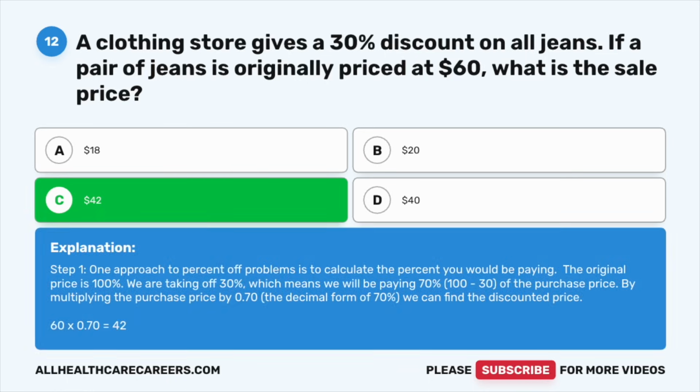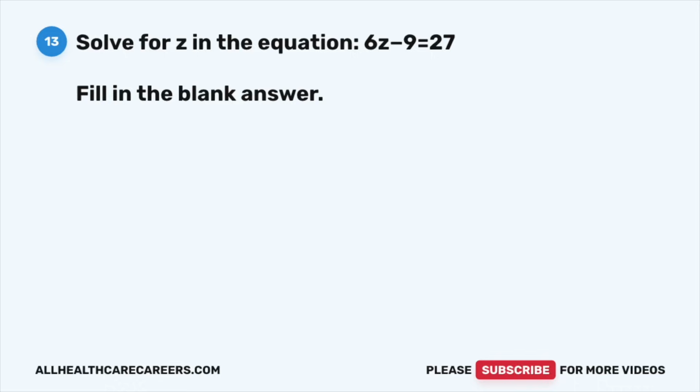Step 1. One approach to percent off problems is to calculate the percent you would be paying. The original price is 100%. We are taking off 30%, which means we will be paying 70%, 100 minus 30 of the purchase price. By multiplying the purchase price by 0.70, the decimal form of 70%, we can find the discounted price. 60 times 0.70 equals 42.